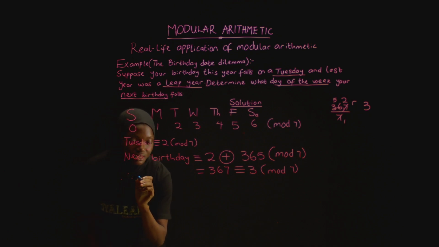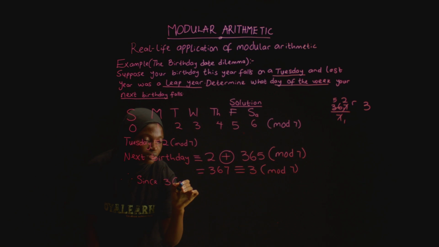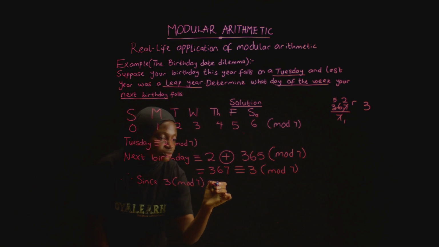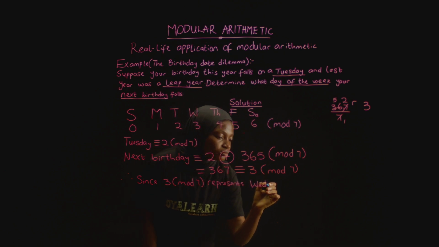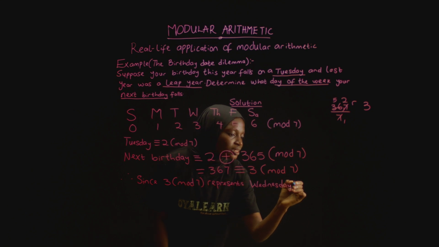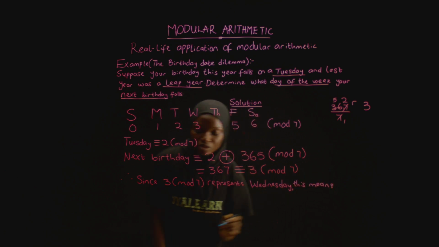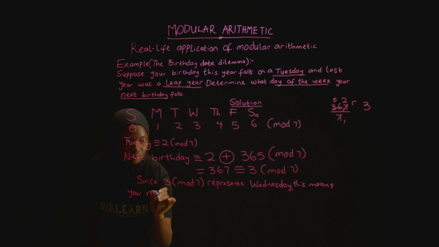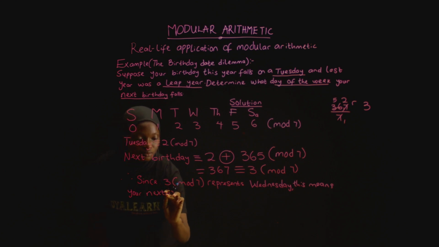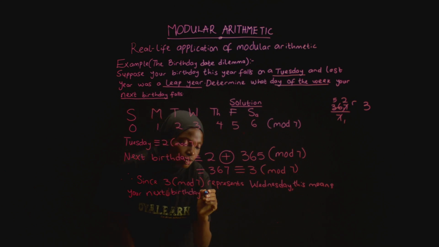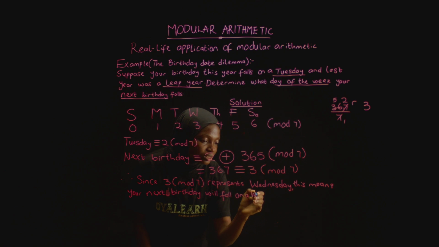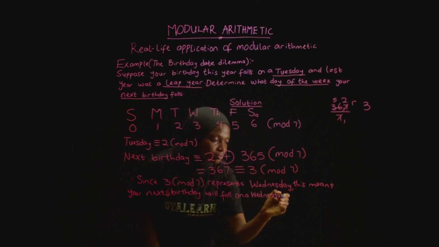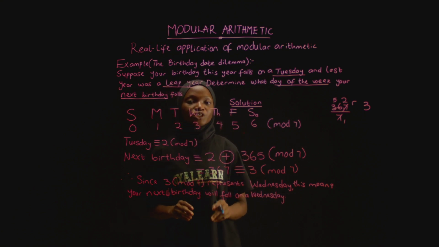So therefore, since 3 in mode 7 represents Wednesday, this means your next birthday will fall on a Wednesday. Now that's how to figure out what day of the week your next birthday is going to fall.